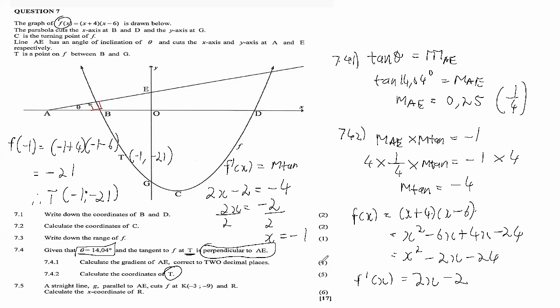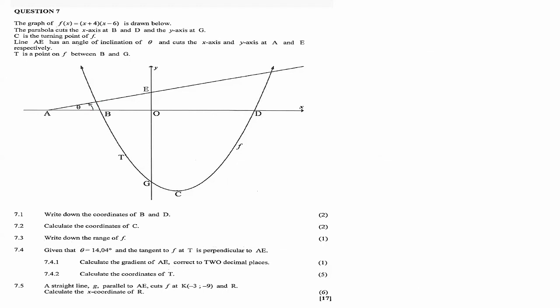Okay, then let's proceed to 7.5. So 7.5 says a straight line G parallel to AE cuts f at K, negative 3, negative 9, and R, then calculate the x coordinate of R. Now we can see that the points that are mentioned here, K and R, are nowhere to be seen in this graph. So that means we are the ones that should be able to estimate where the points are, right?